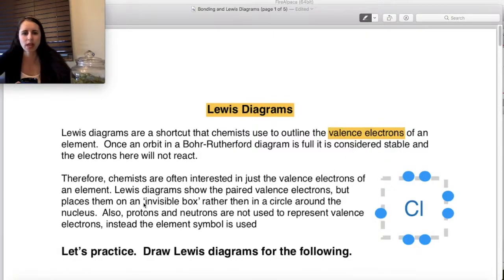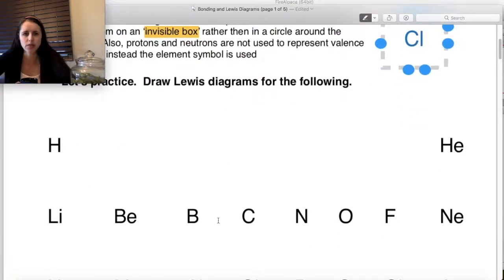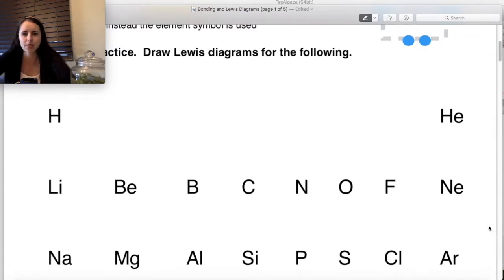In a Lewis diagram, we place these electrons on what we call an invisible box rather than a ring. So good news for me, there's going to be no more circle drawing. I'm super excited about that. We are going to be drawing how many valence electrons we have on this invisible box. I've shown this with your dotted lines here. And I'm going to be placing my electrons just like I would for a Bohr-Rutherford diagram. So we're going to practice and see how much easier Lewis diagrams are going to be.